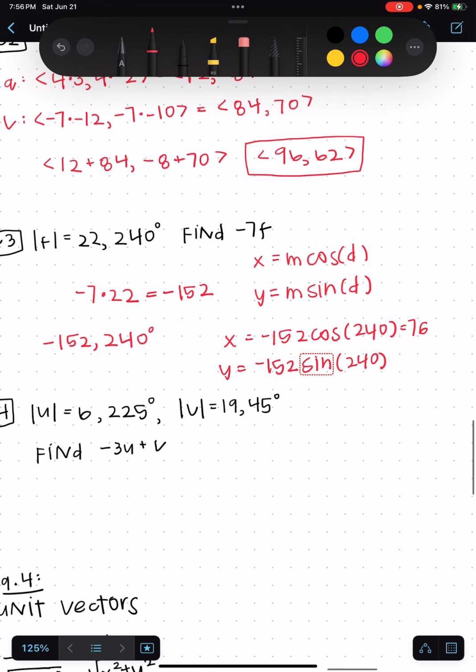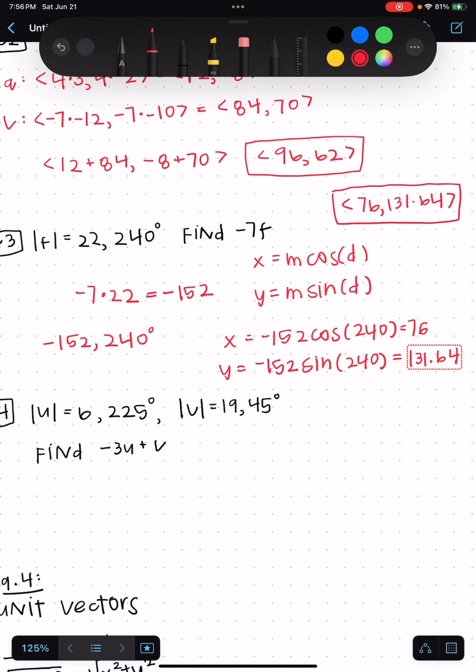If you struggle at all with plugging it into your calculator or whatever, just let me know and I will make a video of my calculator and show you how to do it. But there you go. So that means my final answer in component form would be 76, 131.64.